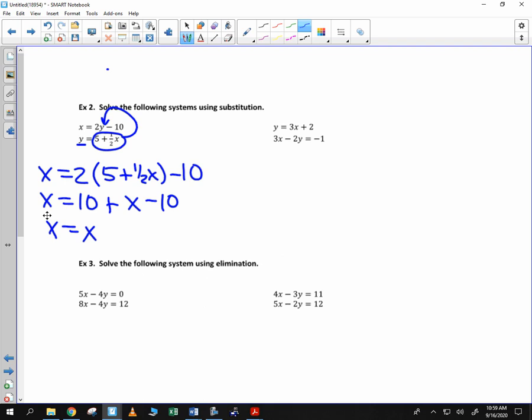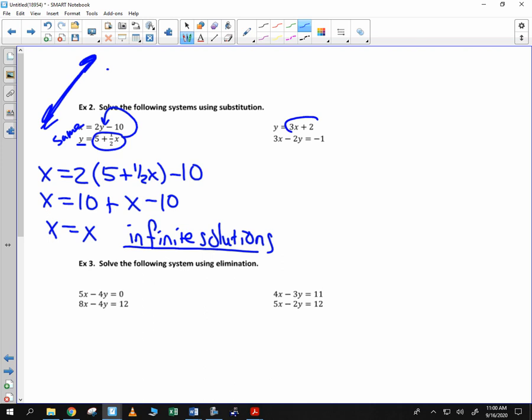If you get that type of an answer where you have the same thing on each side, that means that we have infinite solutions. Or in other words, if you were to graph those lines, they would have been the same line right on top of each other. It turns out that those two are the same lines, so we have infinite solutions. Look at the next one.